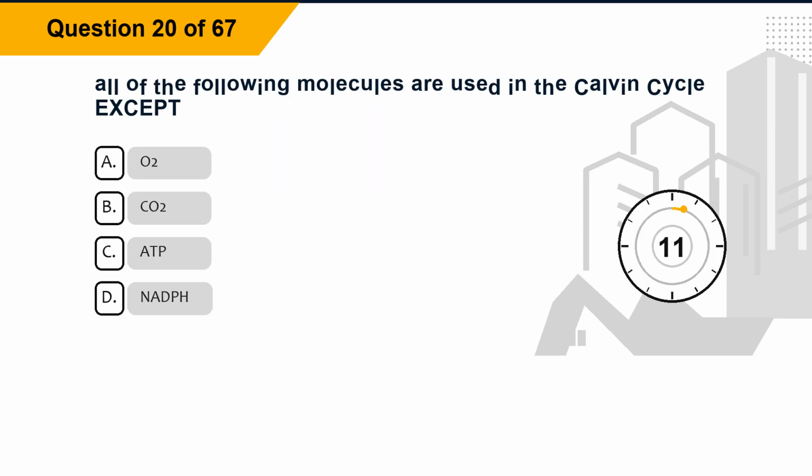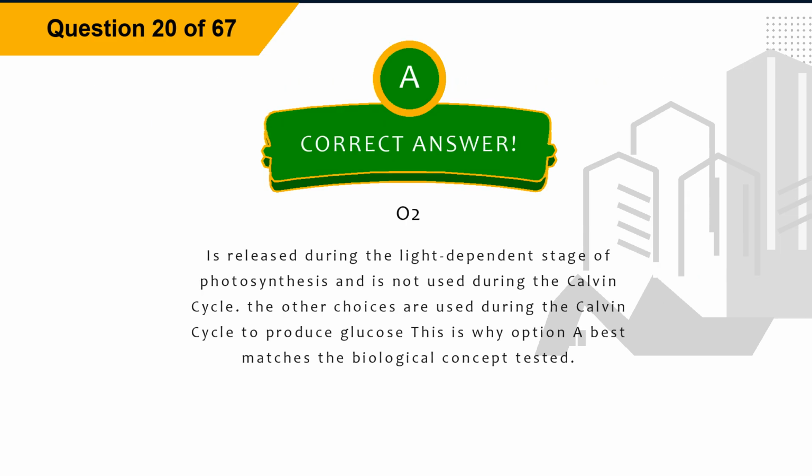Question 20. All of the following molecules are used in the Calvin cycle except: option A, oxygen. Option B, CO2. Option C, ATP. Option D, NADP. The correct answer is option A, oxygen. Explanation. Oxygen is released during the light-dependent stage of photosynthesis and is not used during the Calvin cycle. The other choices are used during the Calvin cycle to produce glucose. This is why option A best matches the biological concept tested.